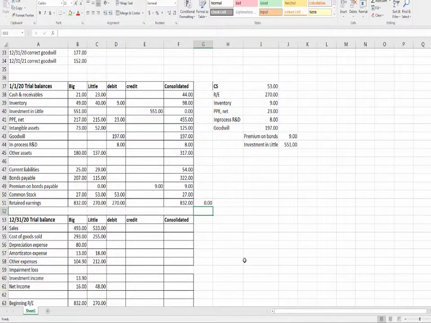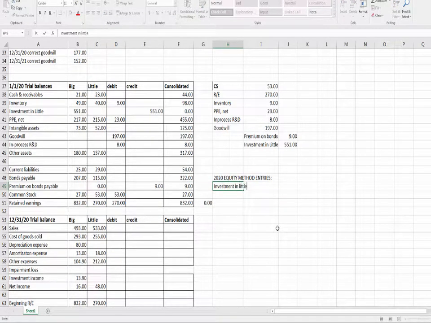We have 2 things we need to do, or 3 things. We need to record our equity method entries, we need to record our elimination entries, and we need to post those things to the worksheet and complete the worksheet. So first, let's go ahead and do our equity method entries. And just to dot all of our I's and cross all of our T's, let's first record the purchase of the investment. That was for 551. I've got that number right there anyway. And I wrote a check for 551.